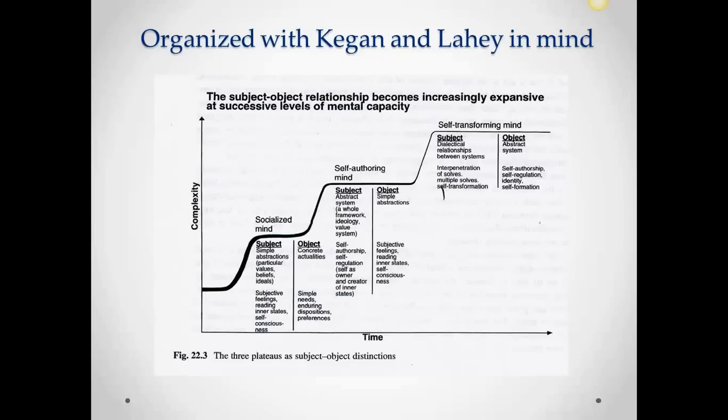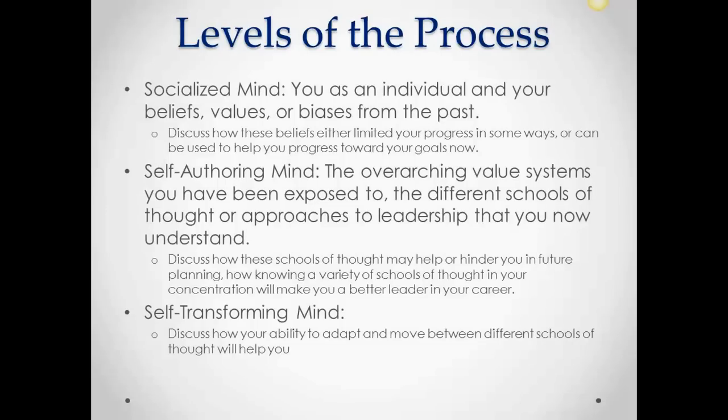Here's another way that you could potentially organize this kind of an essay. Do you remember the Keegan and Leahy 3-step model where we develop more complexity over time and we transition from being a socialized mind, the sort of follower in a work situation, to a self-authoring mind, and then finally to a self-transforming mind? This 3-part model could be used to organize your paper too.